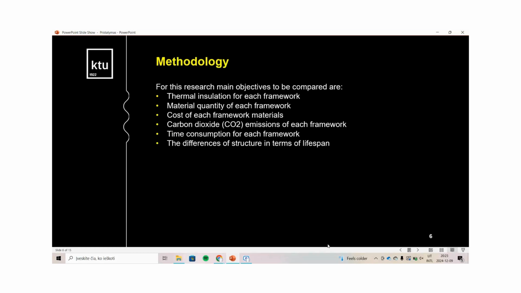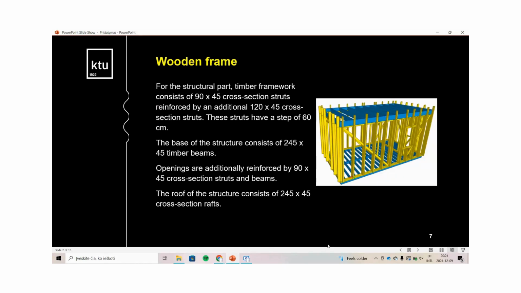Methodology. For this research, the main objectives to be compared are thermal insulation for each framework, material quantity of each framework, cost of each framework's materials, carbon dioxide emissions of each framework, time consumption for each framework, and the difference of structure in terms of lifespan. Wooden frame. For the structural part, the timber framework consists of 90-45 cross-section struts reinforced by an additional 120-45 cross-section struts. These struts have a step of 60 centimeters.